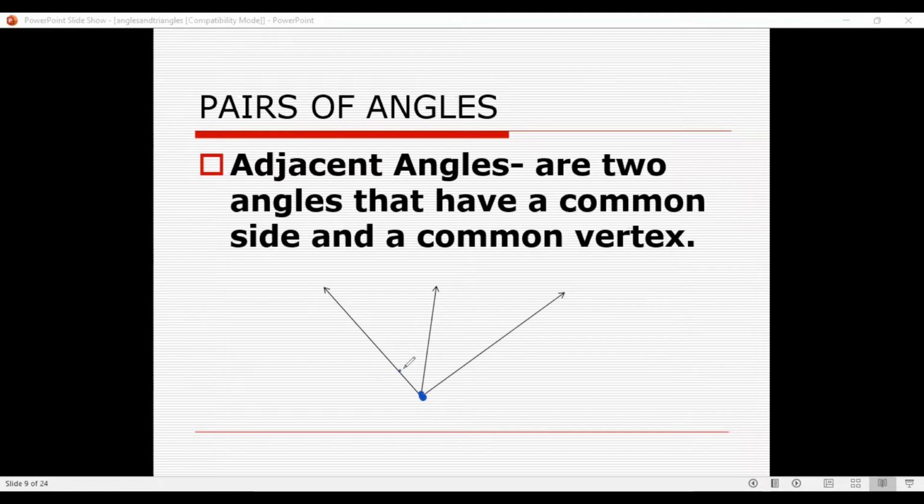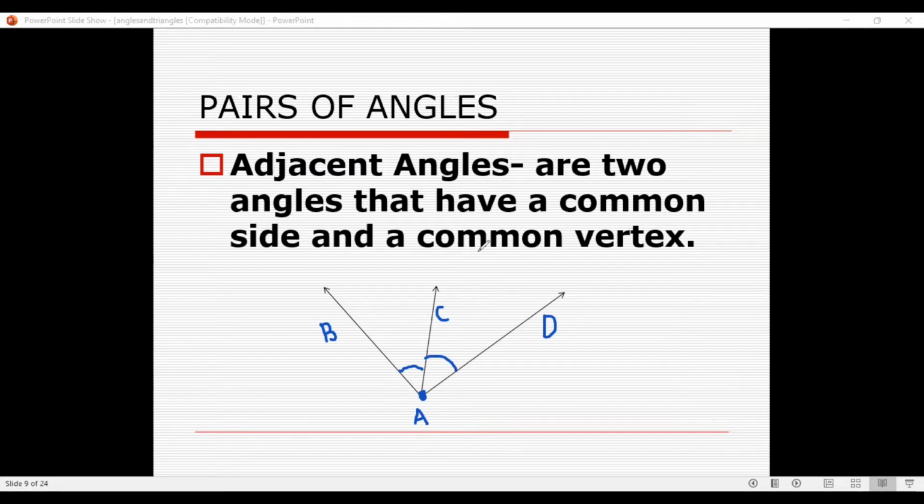If I name this as my ray AB, this one as my ray AC, and the other one as my ray AD, I can say that this point, which is the vertex, point A, is the common vertex of your angle BAC and the angle CAD. So these are the two angles which we are saying are adjacent.